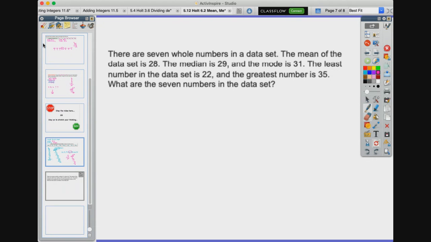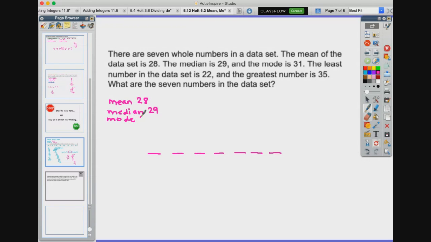So what we're going to look at is, it's giving us a hint. It's telling us there's a mean of 28. It also just told us there's 7 numbers. So there's our 7. The median is 29. Look at how I'm writing the clues out. And the mode is 31.